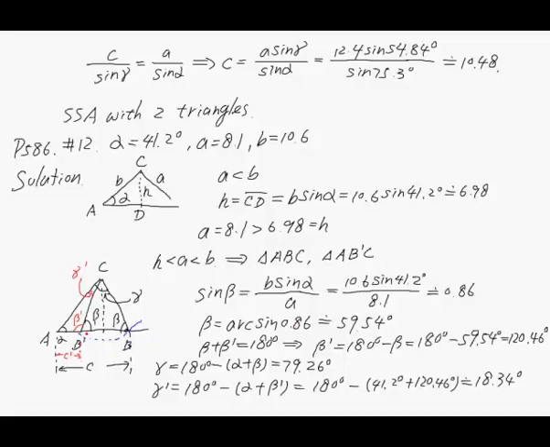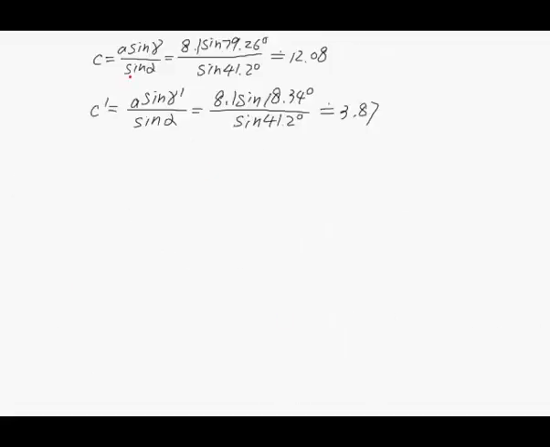And we also know the relationship between beta and beta prime. So you use beta plus beta prime equal to 180 degrees, and you find beta prime. Okay, so now you get beta prime. Then correspondingly, you can find gamma and gamma prime, and then use the law of sines to find the corresponding C and C prime.